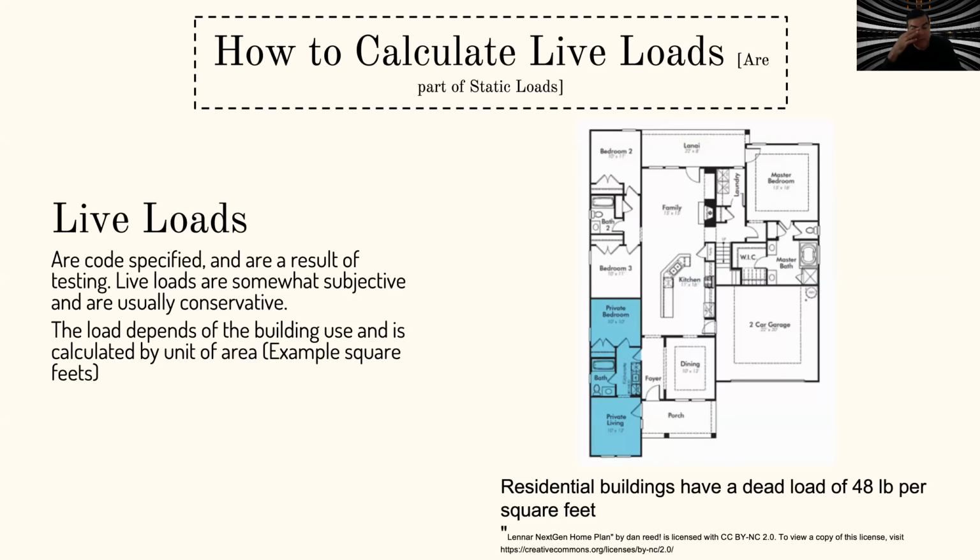Instead, the live loads are calculated according to the codes. For example, we have a residential building. We know the area of this particular residential building, and looking at the codes, we find that the load for this type of residential building is 48 pounds per square foot, for example. Well, we take the whole area, multiply by 48, and that is the live load.